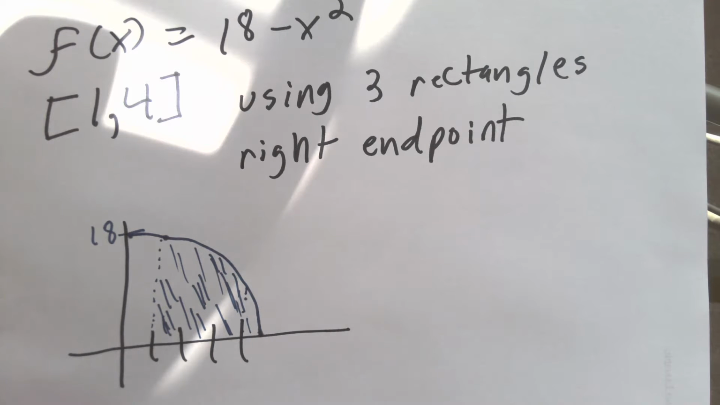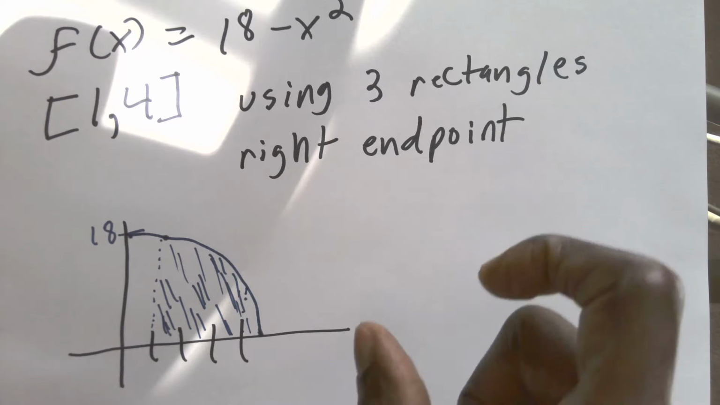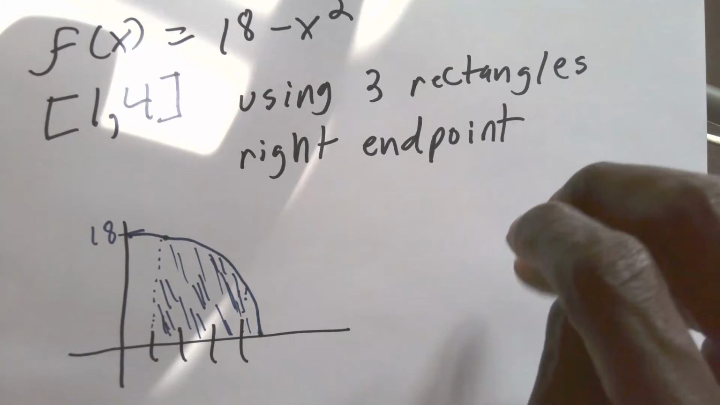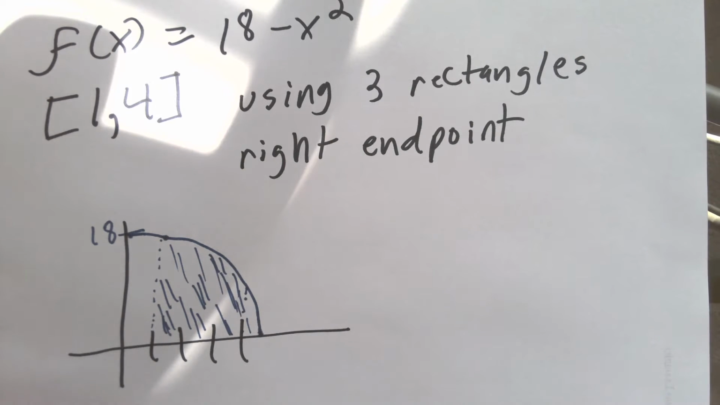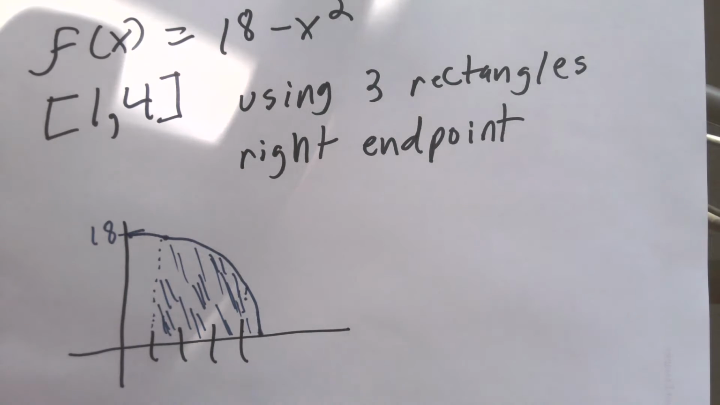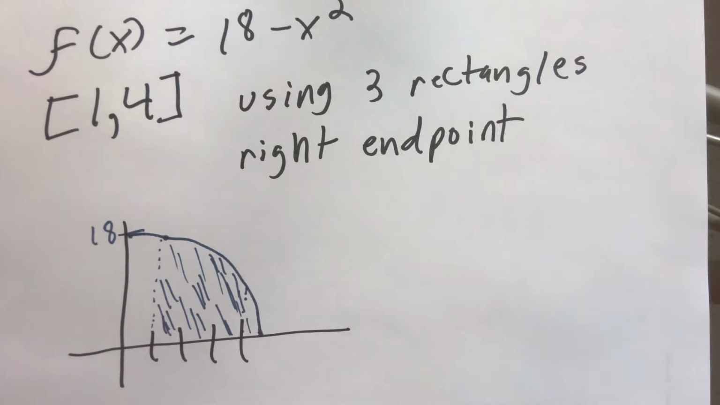What we're doing is using equally spaced rectangles. I have 3 rectangles, and the right endpoint of each rectangle is going to hit our curve. Now, what would be the width of each rectangle? Notice from 1 to 4, there's a difference of 3 units, and I have 3 rectangles which are equally spaced. So the width of each rectangle should be 1.